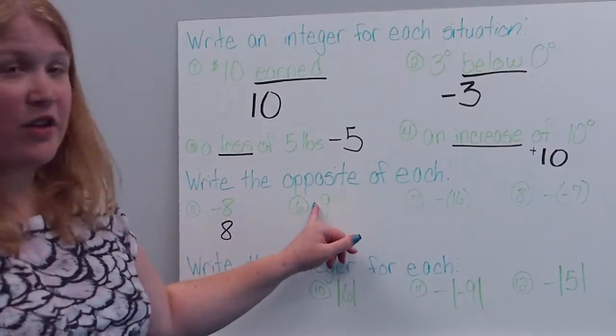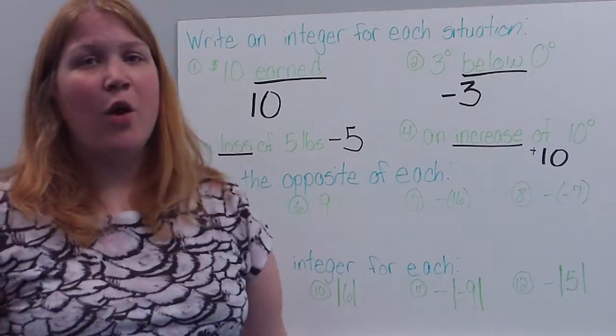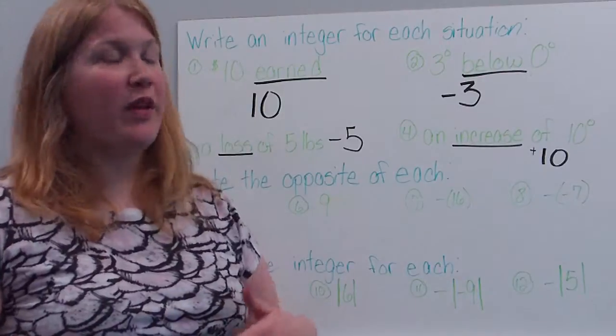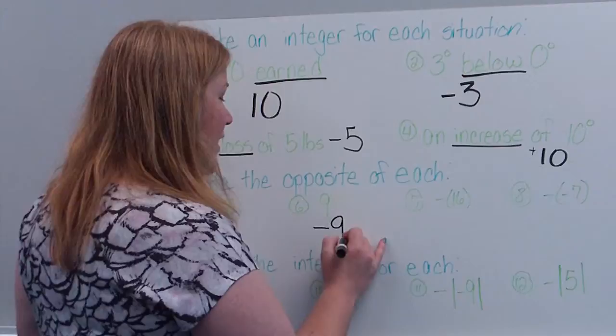Here I have a 9. There's no symbol in front of it, meaning that it's a positive number. So I have a positive 9. What is the opposite of that going to be? Well, the other side of the number line would then be the negative side. So it would become a -9.